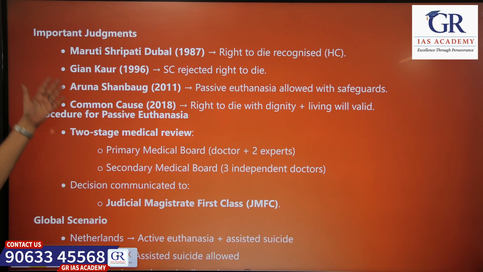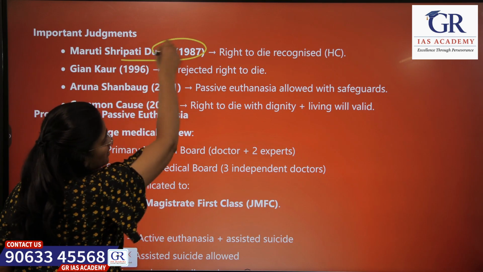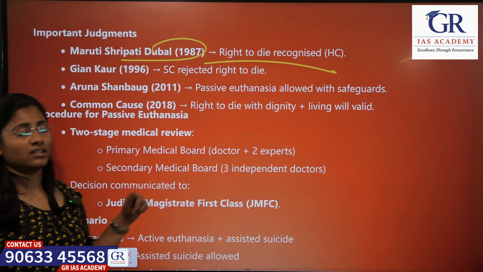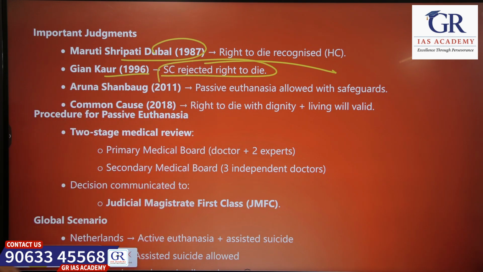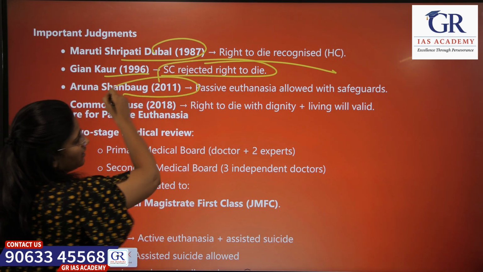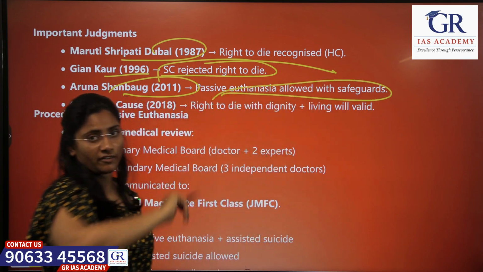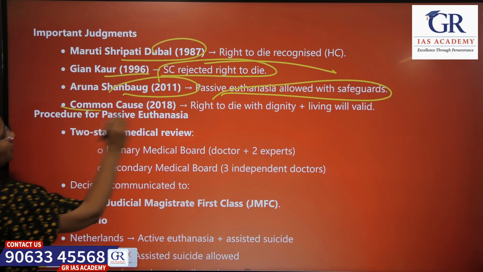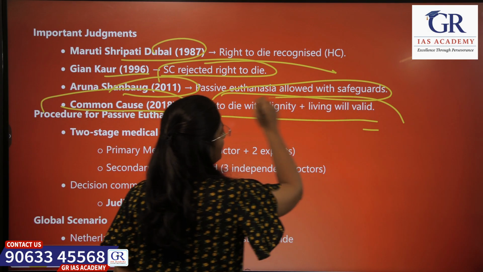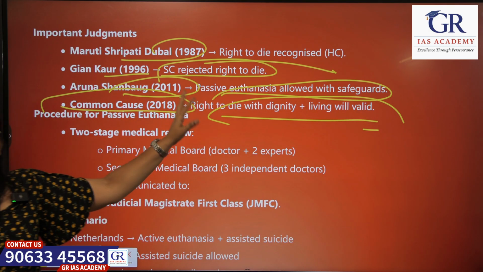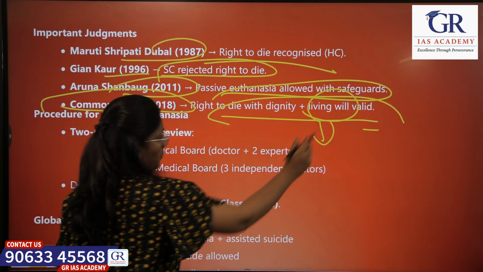Okay, there are a few important judgments, we already mentioned these, right? So in this case, right to die is recognized, and in this case Supreme Court rejected right to die, and in this case passive euthanasia has been allowed with a few safeguards. And in Common Cause of 2018, right to die with dignity plus living will is valid. Okay, so this is very important.